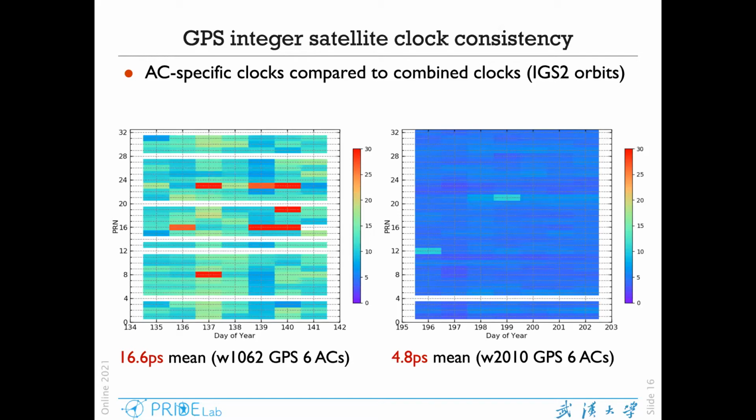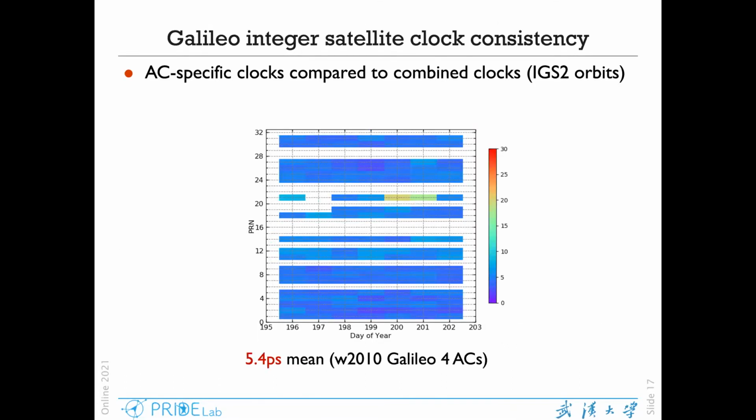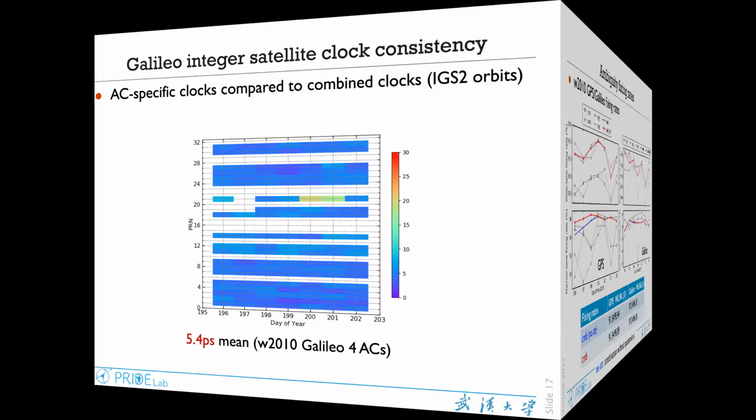And here we see that in the year of 2018, the GPS integer clock consistency can be improved by about 20% to 4.8 picoseconds. And this is also the case for the Galileo satellites, to be improved to 5.4 picoseconds as well. That means the integer clock consistency among the ACs is better than the Lexi clock consistency among the ACs. And here we show the ambiguity fixing rates for both cases.